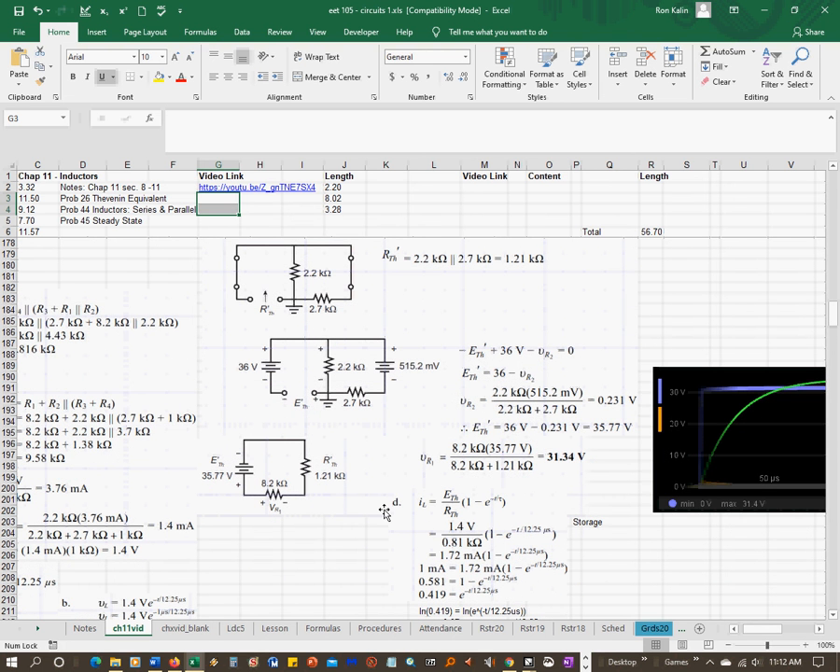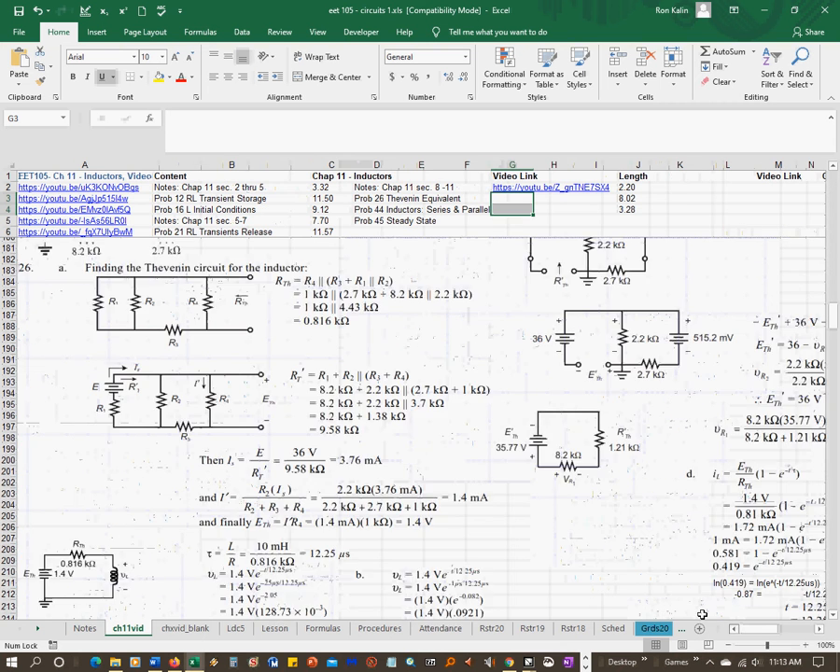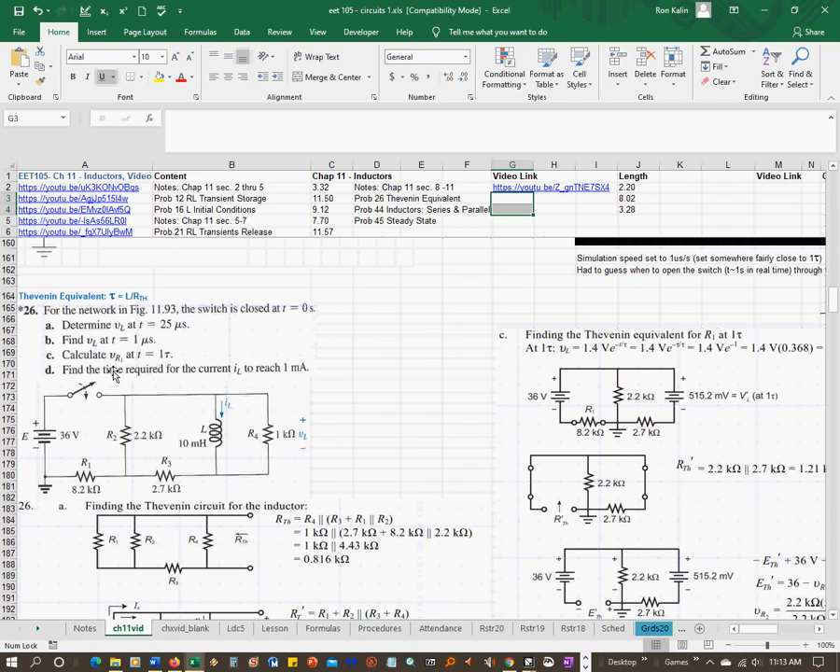So then you calculate VR1, which is what we were originally asked to calculate, doing again another voltage divider. So it's the 8.2K times the voltage input coming in divided by the sum of the two resistances equals 31.34 volts. And then part D is asking you to find the time required for the current I sub L to reach 1 milliamp.